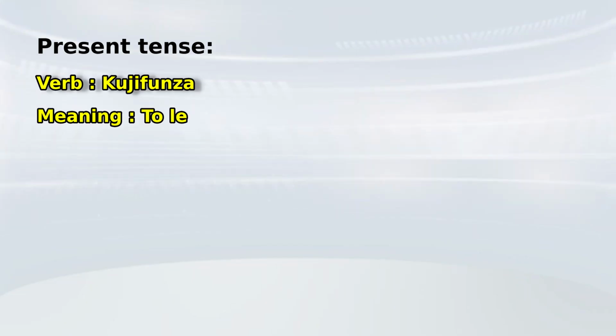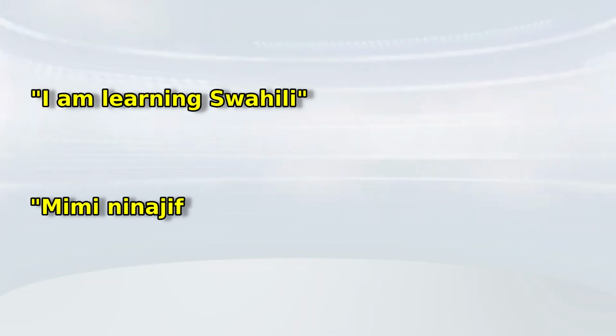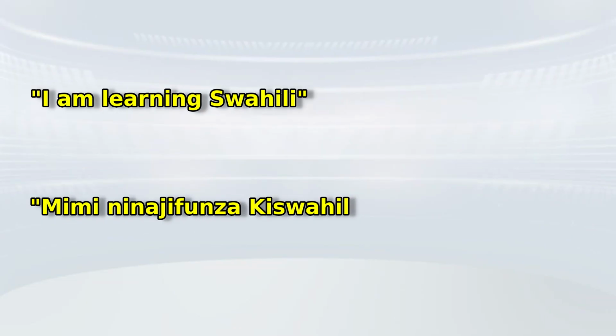Now let's construct another sentence in the present tense using the verb kujifunza. Kujifunza. So kujifunza means to learn. Now how will you say I am learning Swahili? This is how you can say that. Mimi ninajifunza Kiswahili. Repeat after me.